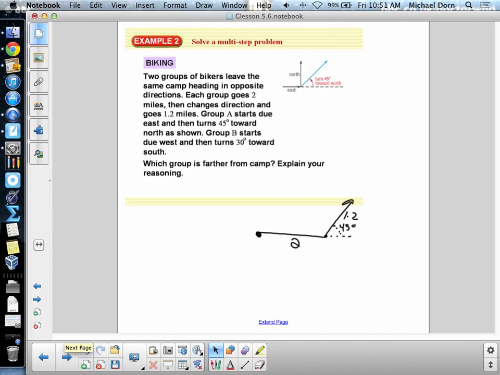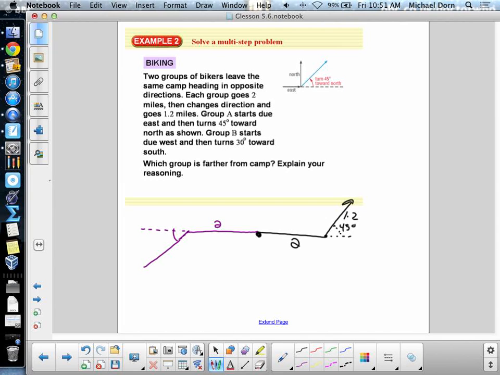The other group goes 2 miles due west and turns 30 degrees towards the south. Okay? So that's 30 degrees, and it also goes 1.2 miles that way. Now the question is, which group is actually farther from the original campsite? This is group 1, this is group 2. So the question is, which of these green lines is longer?